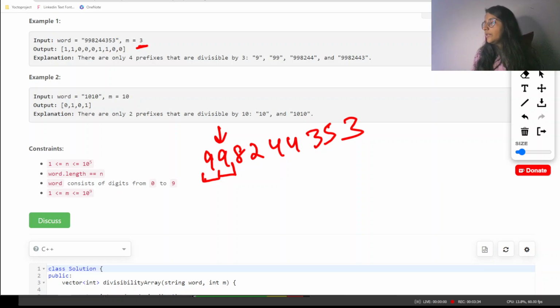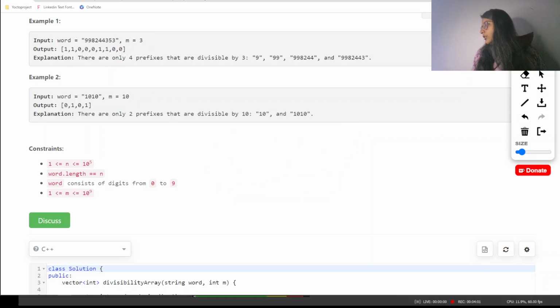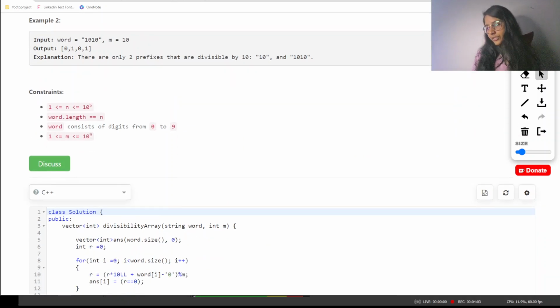Like this we will be moving ahead with all the characters and doing the modulo with whatever m value is being given to us. Like this we will be able to check whether the string till that particular index is divisible by m or not, and accordingly we can directly return our answer. So this is what we are required to do. Let us go ahead with the coding part for the same.